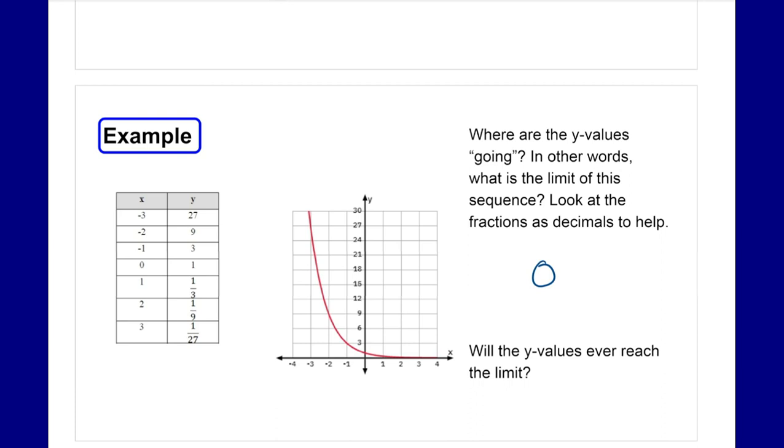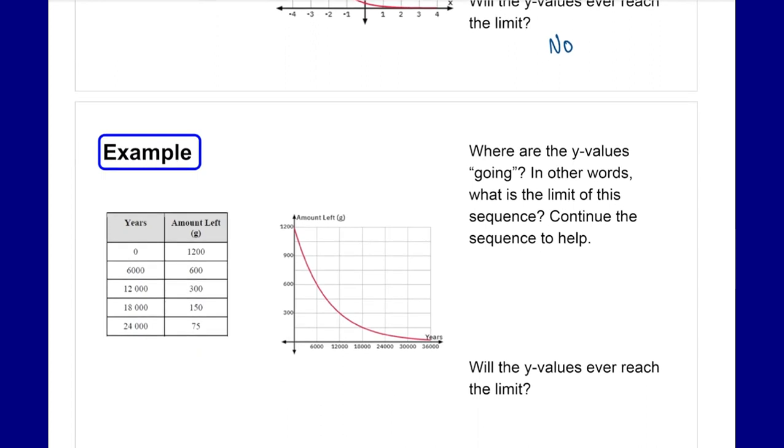The next part asks, will the y values ever reach that limit? So if we keep on dividing by 3, are we going to ever reach 0? And similar to the pizza question, no, we're not. We're going to get very, very close, but we're not going to reach 0.